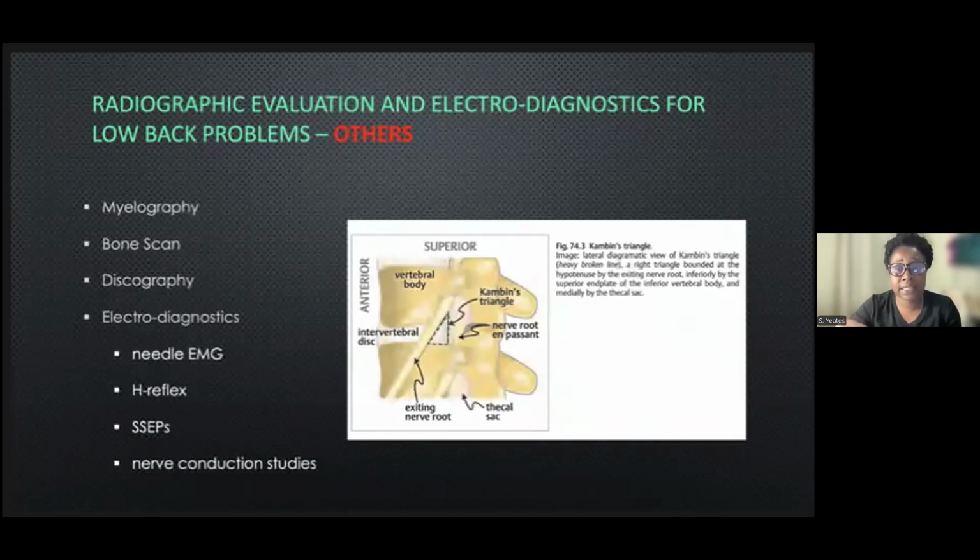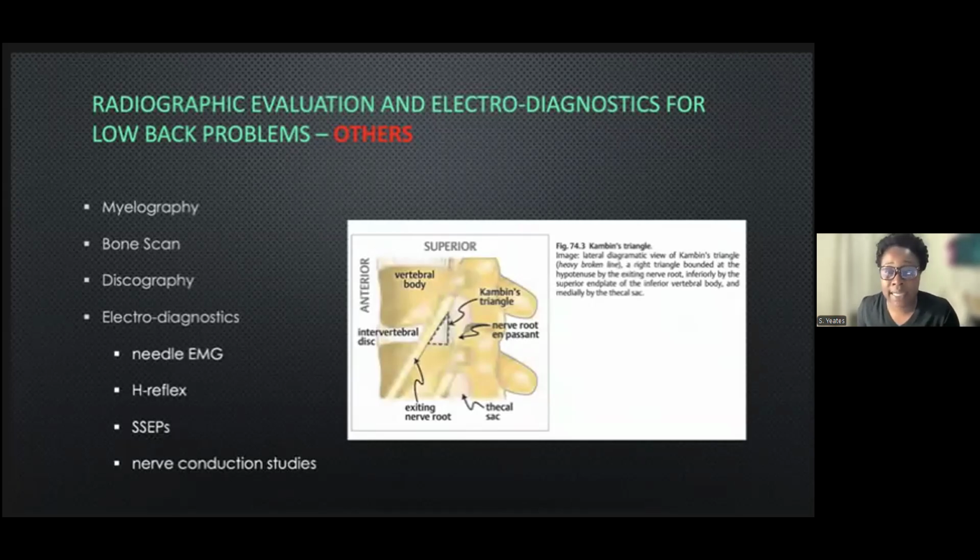It is very invasive, and because we're introducing this contrast, we have patients that may have an iodine allergy, and even if the patient doesn't have an iodine allergy but has some form of allergy, they may actually be affected.